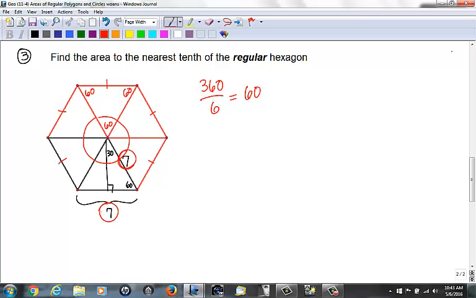And then if you drop the perpendicular, you bisect that 60 and make that a 30. So now you have a 30, 60, 90 right triangle. So what we really have to figure is that apothem. If I have a 30, 60, 90, and I give you this is 7, first, how do I get to this side?